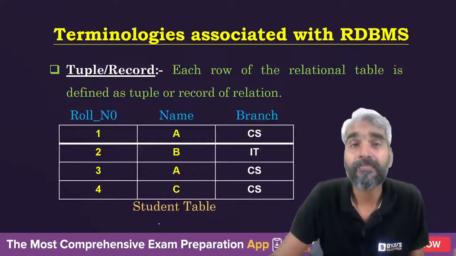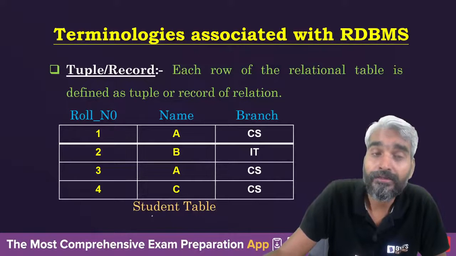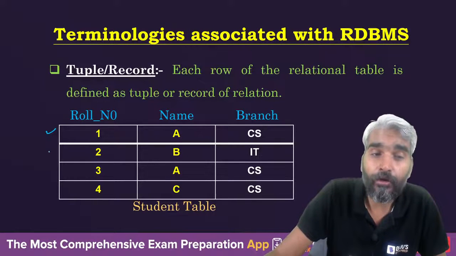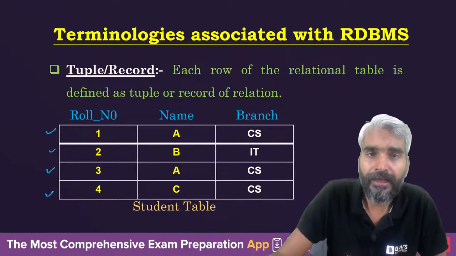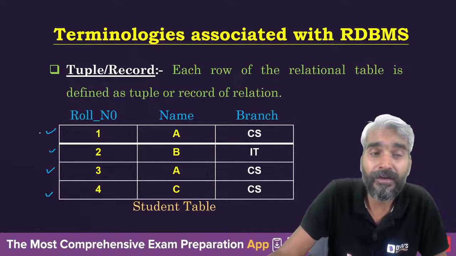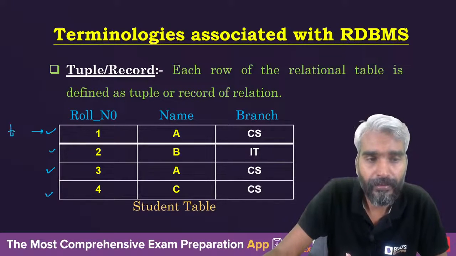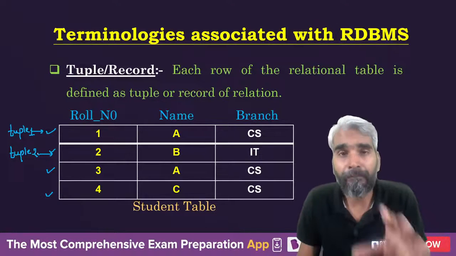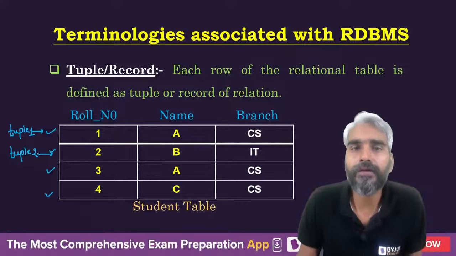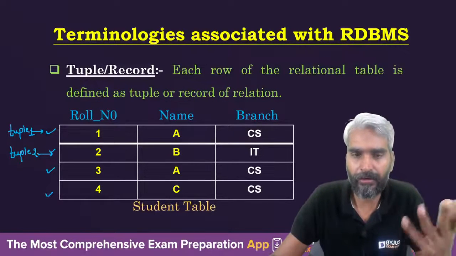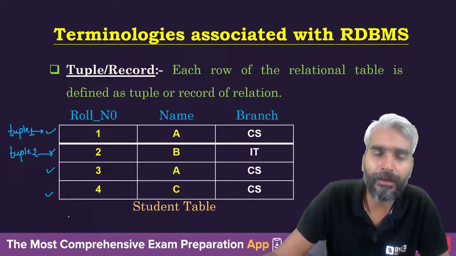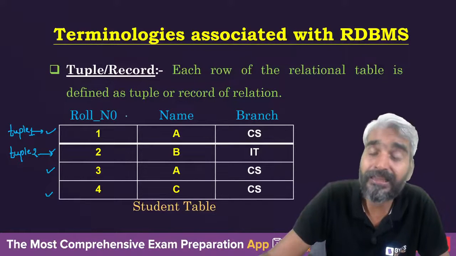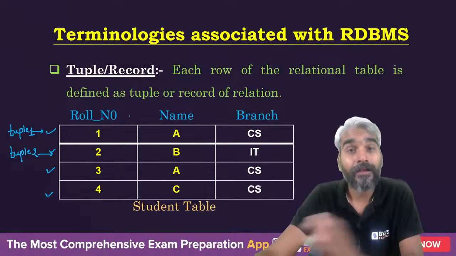Next is tuple. So what do you mean by tuple or record? Each row of your table will represent one tuple. So this is tuple 1. This is tuple 2 and so on. Each row of the table will define a tuple or record of that particular table. So there are 4 tuples. There are 3 attributes. Therefore, the degree of the table is 3.